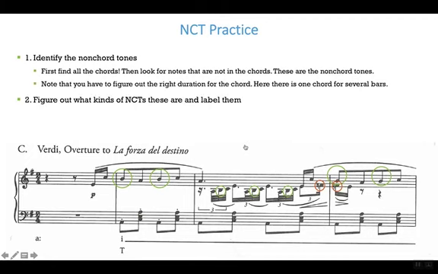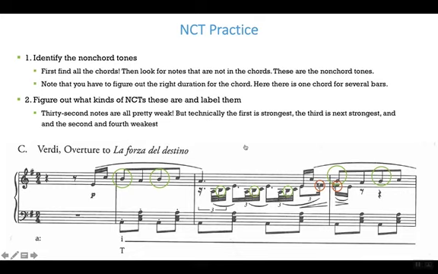So now we have to figure out what kinds these are. I put a little note that the 30-second notes are all pretty weak. I did circle this B. Technically, the first of the 16th notes, first of a 30-second note.